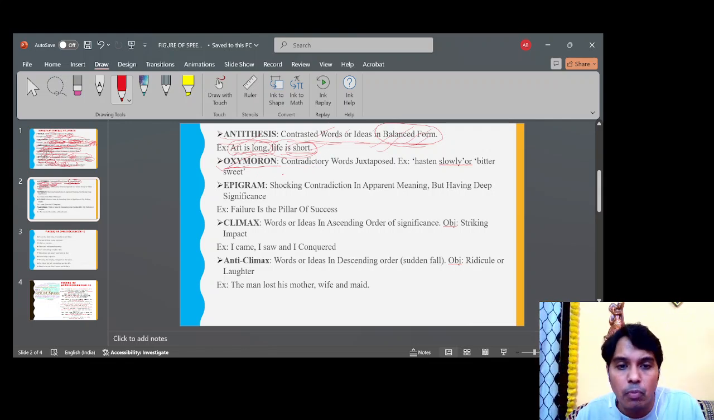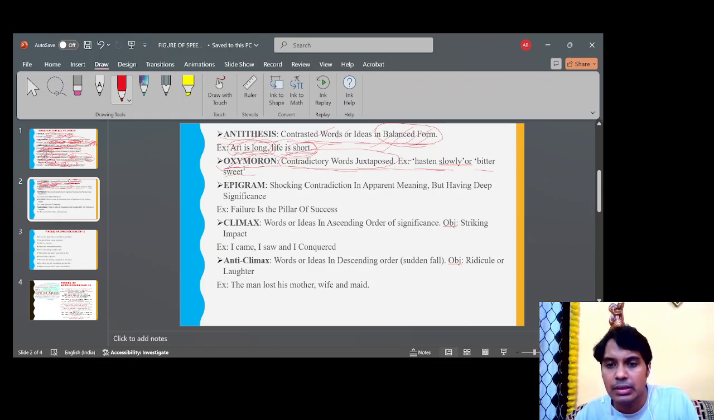What is the definition here? Contradictory words juxtaposed, means two opposite words are placed side by side. Like here the example, hasten slowly or bittersweet, as I told just now. So hasten and slowly, two opposite words placed side by side, juxtaposed, so it's an oxymoronic expression we can say.